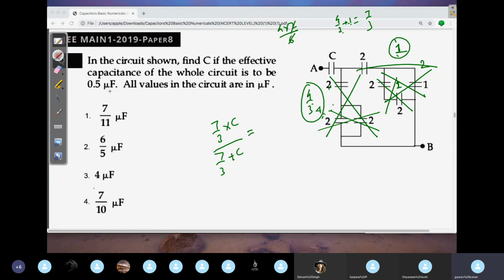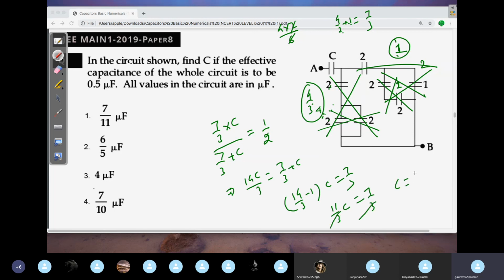This is actually given in the question as 0.5, that is half. You cross multiply. So you will get 14C by 3 equals 7 by 3 plus C. Subtract, so 14 by 3 minus 1 into C equals 7 by 3. So you will get 11 by 3 C equals 7 by 3. 3 will cancel. So what is C? C is 7 by 11.